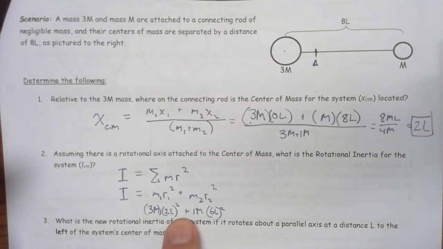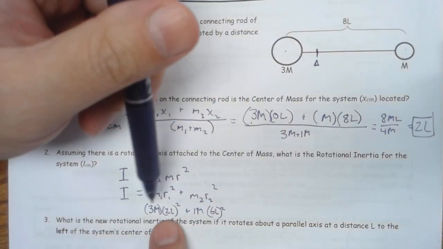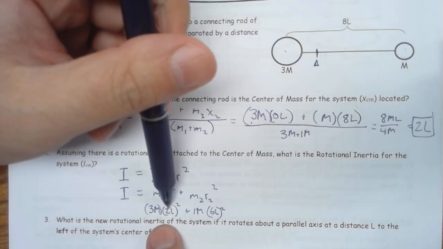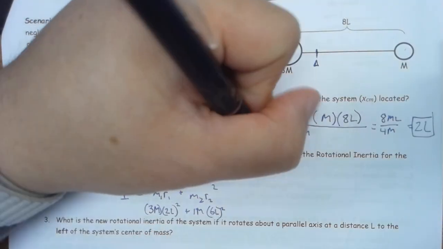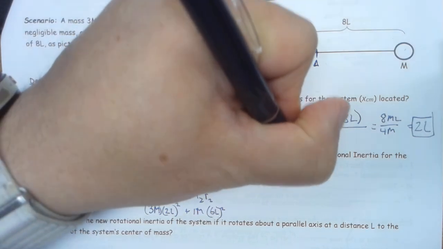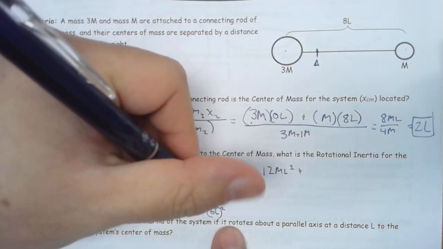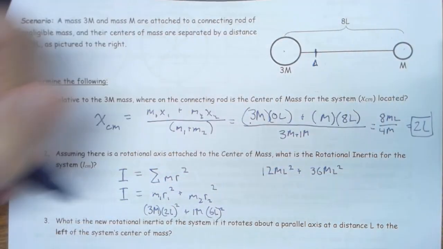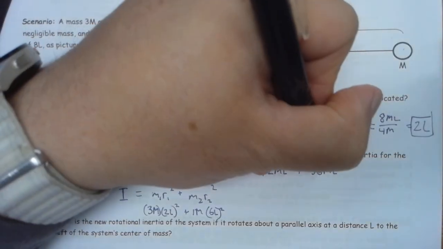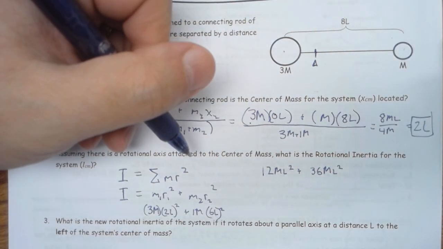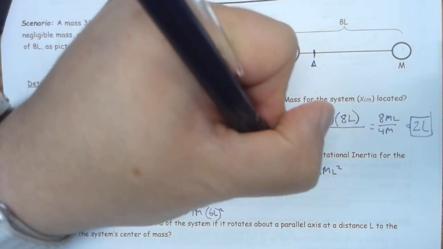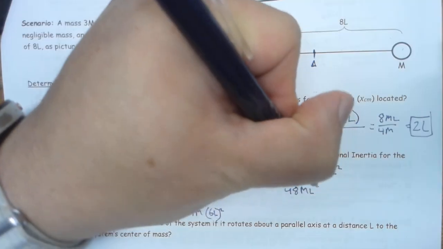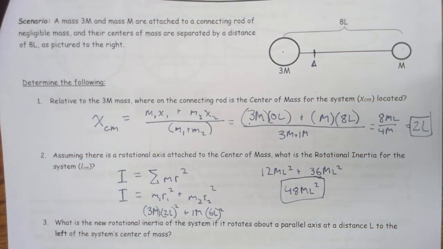2 times 2 is 4? Yeah, 4. Okay, I don't know why I questioned it like that. 3 times 4 is 12. So we've got 12mL squared plus 6 times 6, 36mL squared. I won't question it this time. What is 12 plus 36? I mean, unless you got it wrong. All right, 48mL squared. And that's if I rotated it from this pivot point.